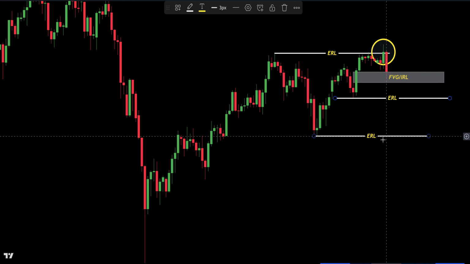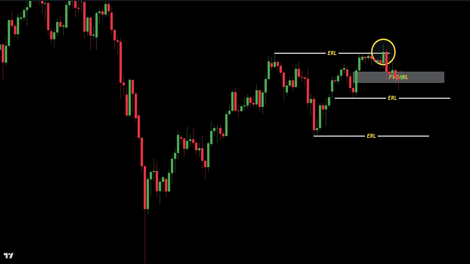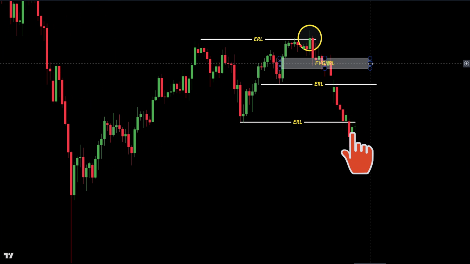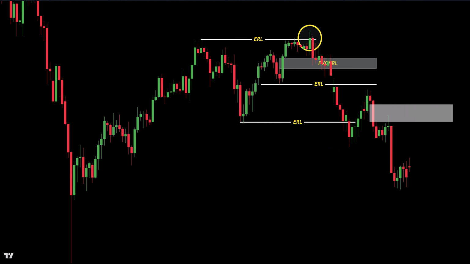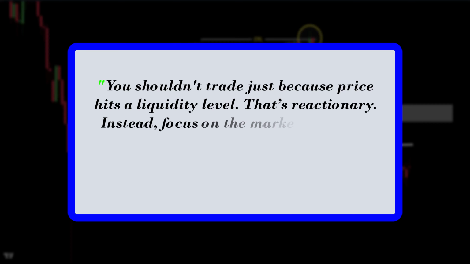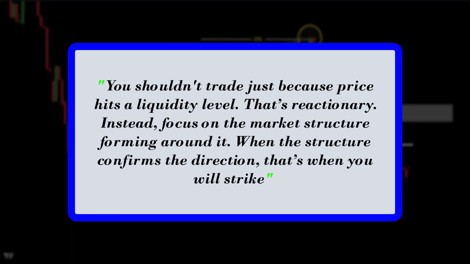We need a confirmation. So you will watch out for the price to push below the last swing low. That will create a change of character. And a bearish FVG forming after? That's your break of structure. Now it's official. The market has flipped to bearish order flow. The key lesson here is this. Don't trade just because price hits a liquidity level. That's reactionary. Instead, focus on the market structure forming around it. When the structure confirms the direction, that's when you will strike.